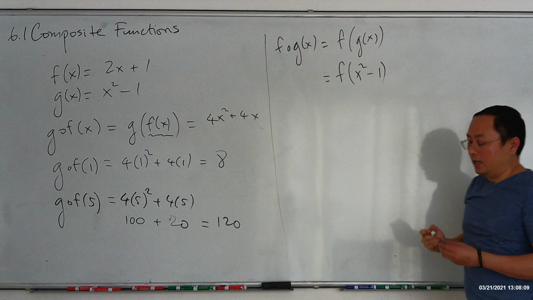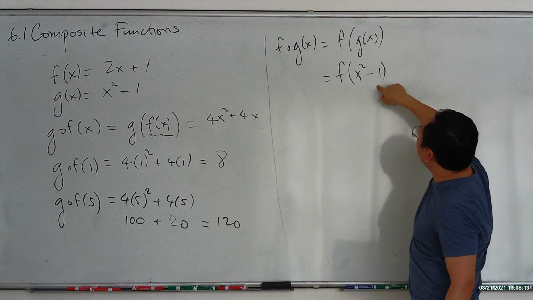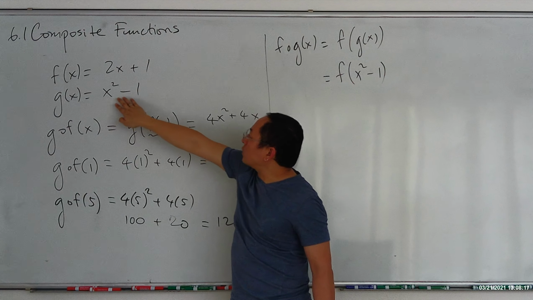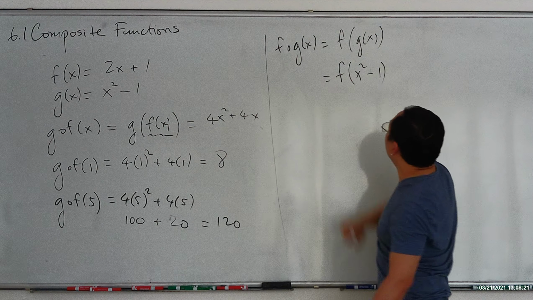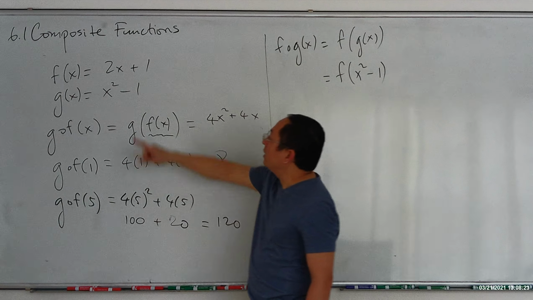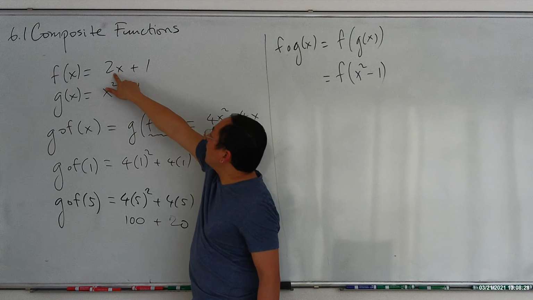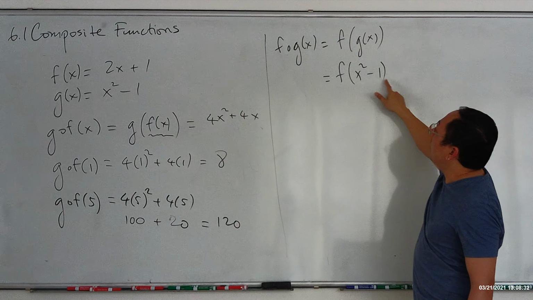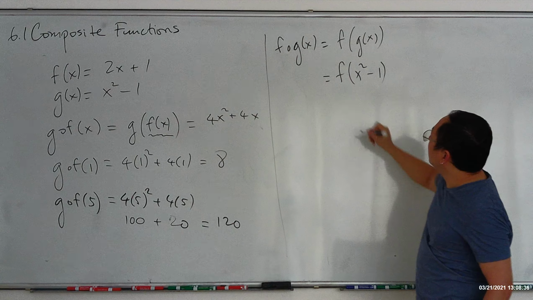I'm just trying to explain the meaning of it for you. G of x is just x squared minus 1. You use g first, and the output for g is x squared minus 1. And you're going to use the whole thing, x squared minus 1, as the input to plug into f. And the function f says: whenever I have an input x, I will times x by 2 and then plus 1. So whenever you have the input, this x squared minus 1, I'll double that thing, multiply by 2, and then plus 1.